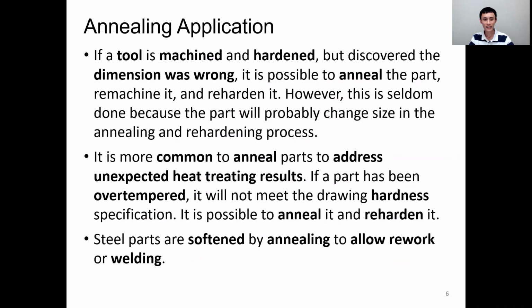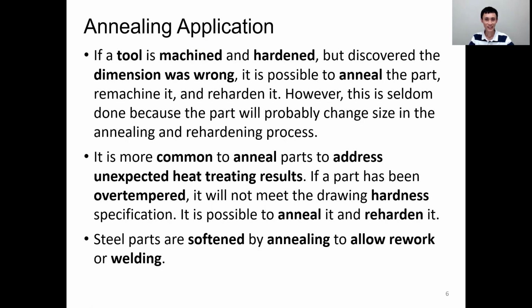An application of annealing is, for example, when the material is machined and hardened, but we realize that the dimension of the material was incorrect. We could anneal the part, remachine the part, and reharden the part. Annealing is more common for addressing unexpected heat treating results, such as when the material is over-tempered and won't meet the required hardness, then we could anneal the material and reharden it. Also, steel parts that are softened by annealing can be reworked or welded.